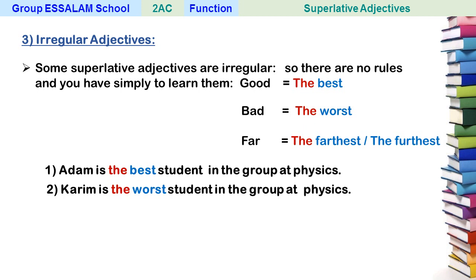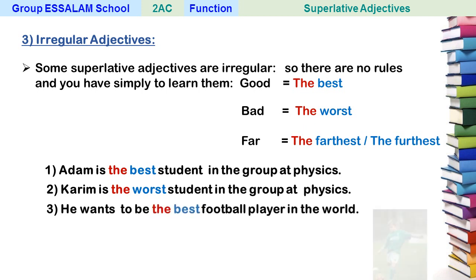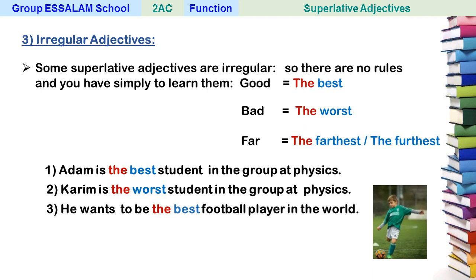So we cannot say Karim is the baddest. No, because bad is a regular adjective and it became the worst. He wants to be the best football player in the world. So this boy who is in the picture, he wants to be the best football player in the world. In the world, you see?